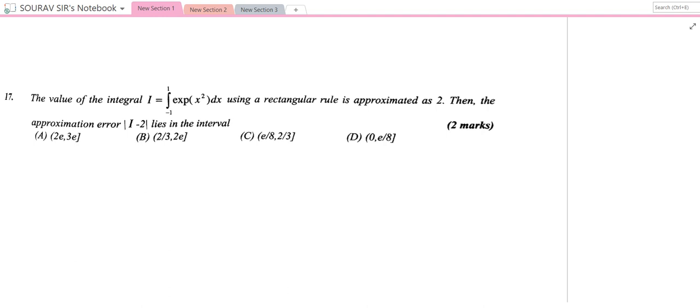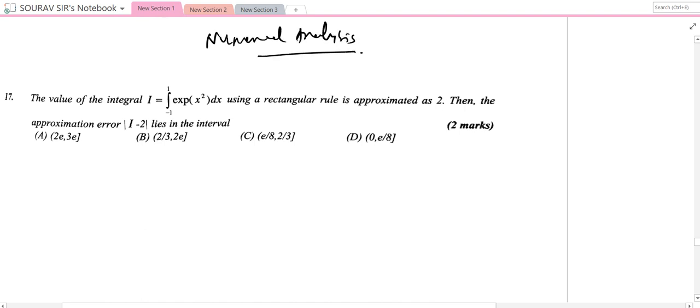The value of the integral. So this is a very interesting question of numerical analysis. So in this video we'll be solving 5 to 10 questions. The integral of exponential of x squared is approximated by the rectangle rule as 2, then the approximation error, the modulus of I minus 2. So I equals this thing.